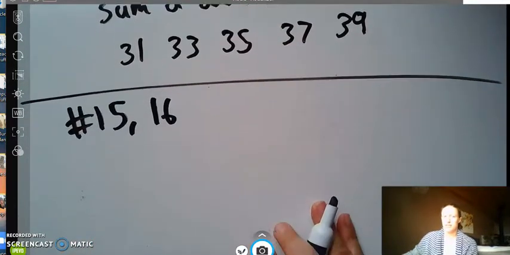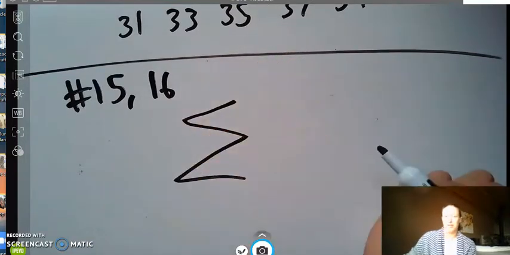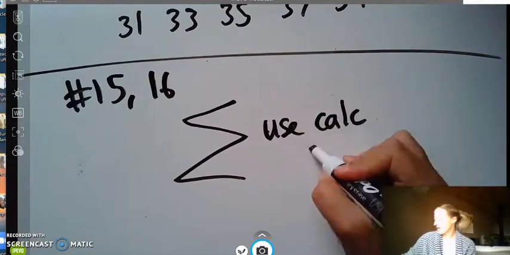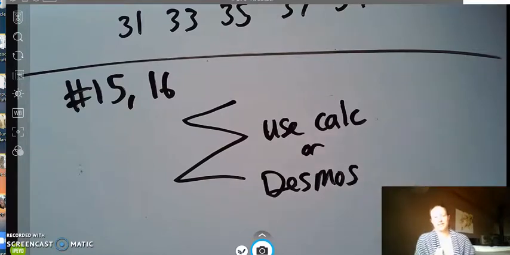My last 2 hints are on numbers 15 and 16. When it says use the formula to find the sum of blah, blah, blah, you're just going to use your calculator or Desmos, because we didn't give you the formula, because technology exists now and it didn't when we were in high school.